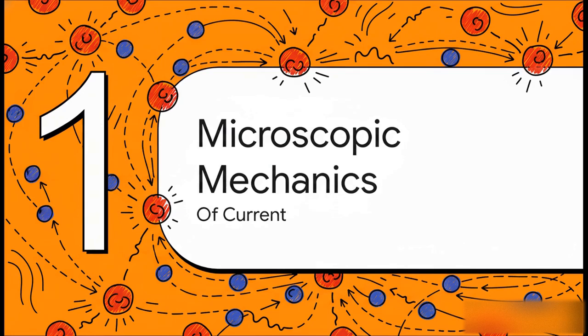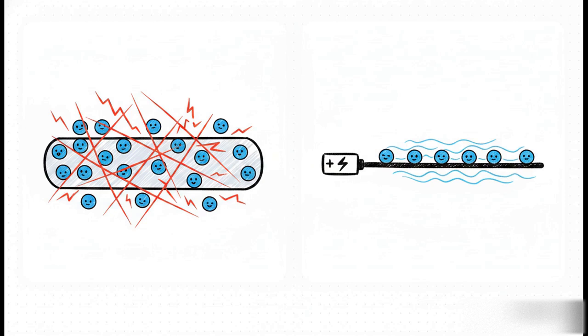All right, Section 1, Microscopic Mechanics of Current. To really grasp how electricity works, we have to step right into the chaotic interior of a conductor. Picture the inside of a standard copper wire that isn't even plugged into a battery. The electrons inside aren't just sitting there. They are zipping around wildly at unbelievable speeds. We're talking on the order of 10^5 meters per second. But this is just random thermal motion. Because they're flying frantically in every possible direction, the net flow is zero. It produces absolutely no current.